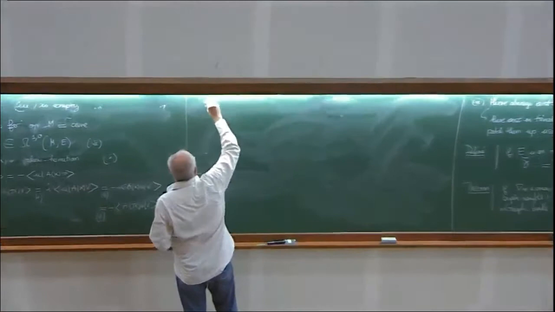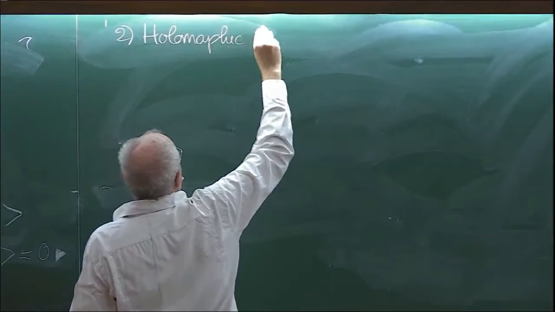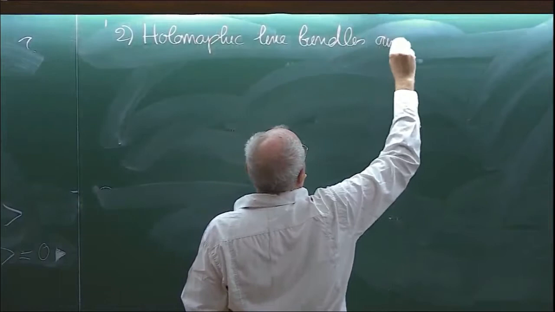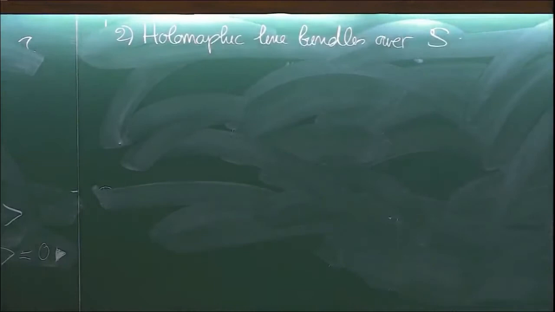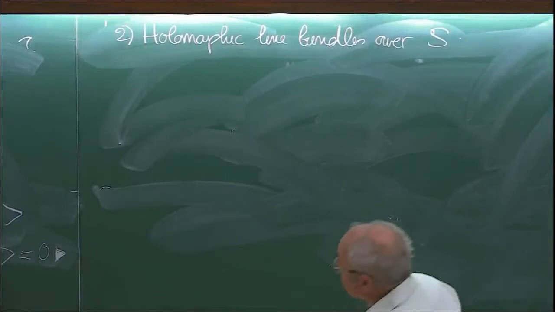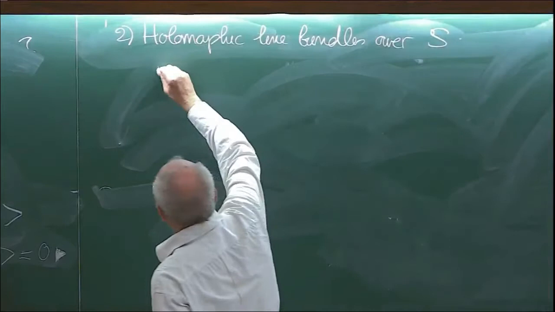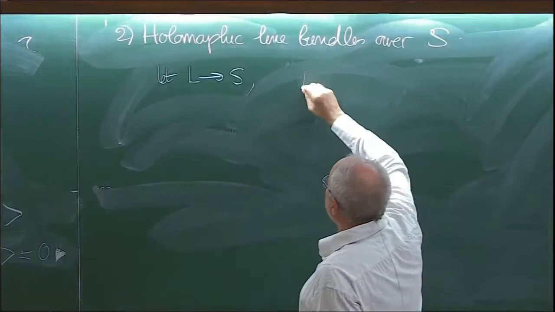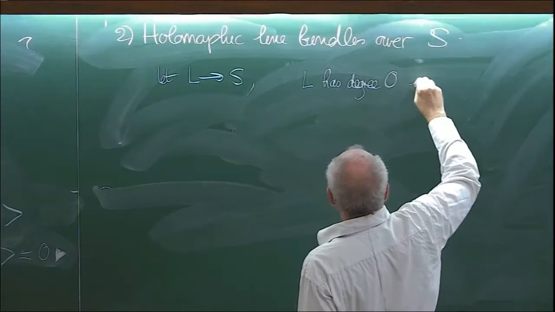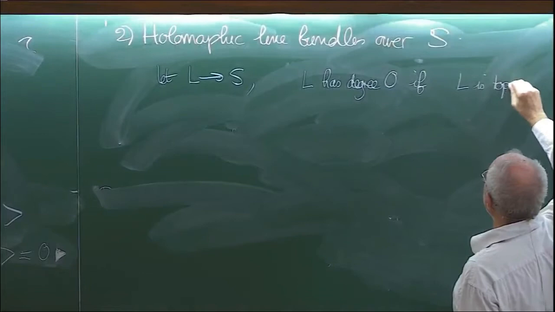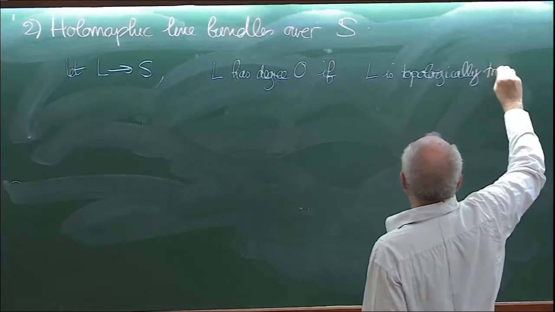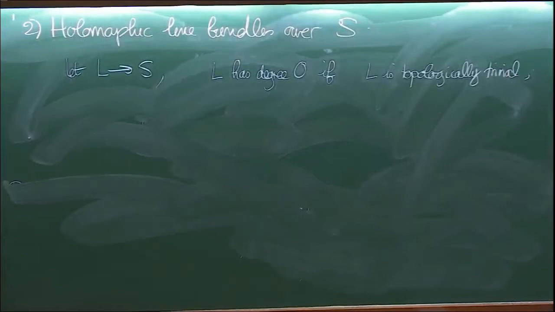So holomorphic line bundles over S. Okay, so let's just introduce a, I don't know how familiar you are with characteristic classes. So let's say, let L over S be a holomorphic line bundle. So we say that L has degree zero if L is topologically trivial. Of course, this is not the correct definition, but let's take that for granted.